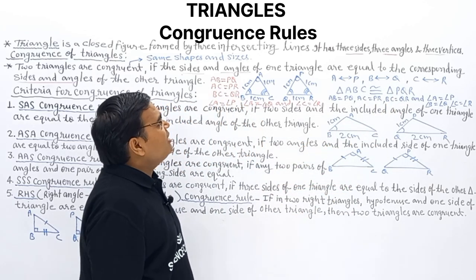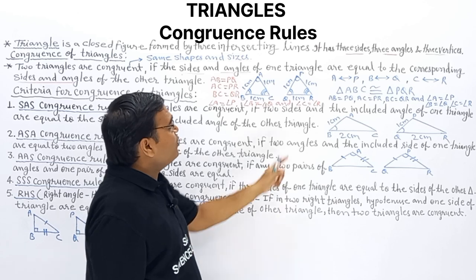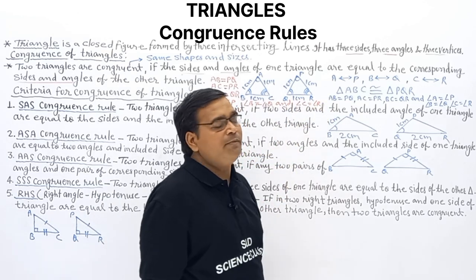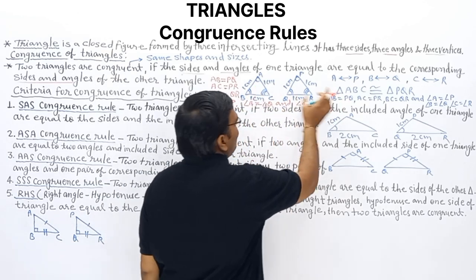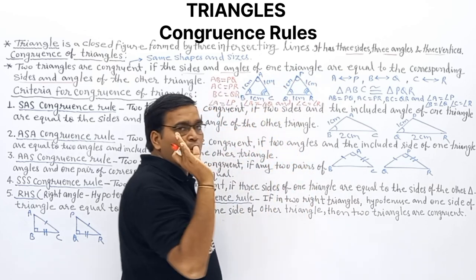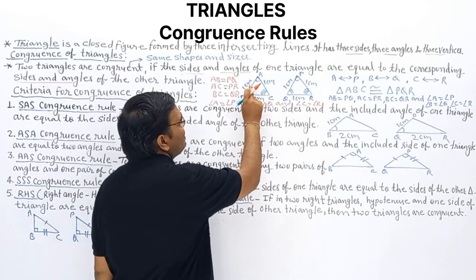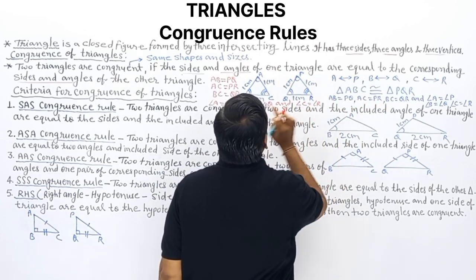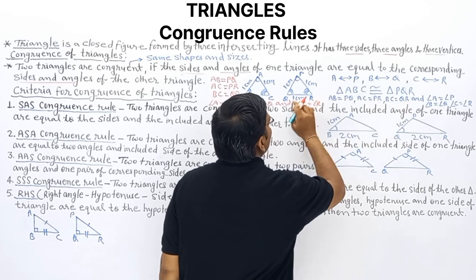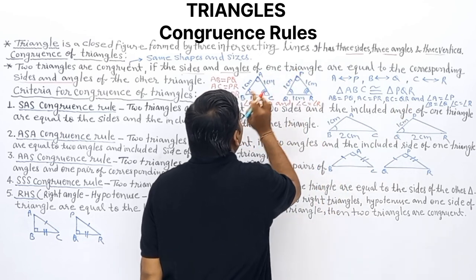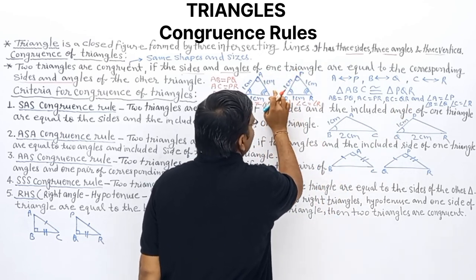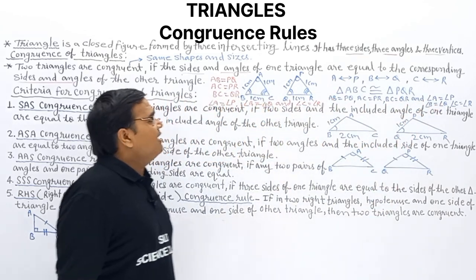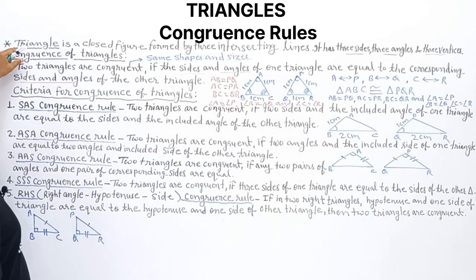Then corresponding parts of congruent triangles will be equal. It means once both triangles are congruent, we can say AB equal to PQ, AC equal to PR, and BC equal to what? QR. And this angle equals this one, and angle C equals what? Angle R. Clear?